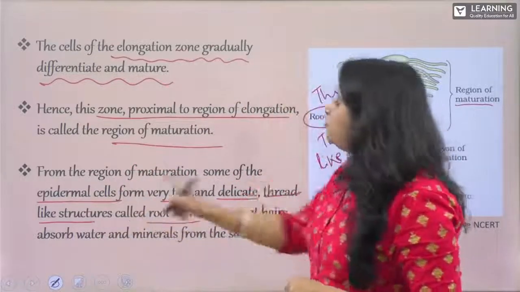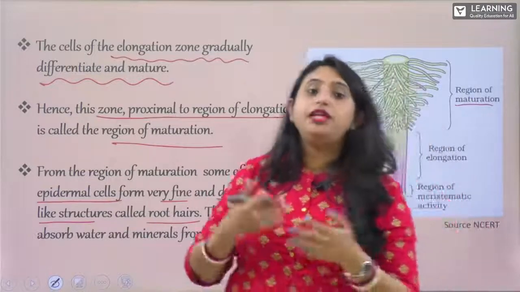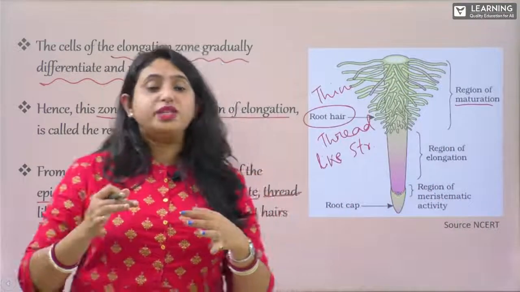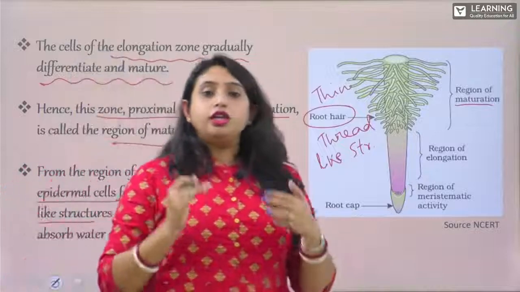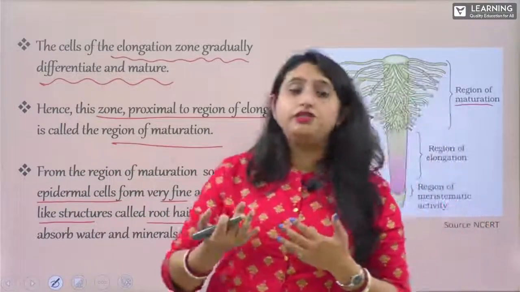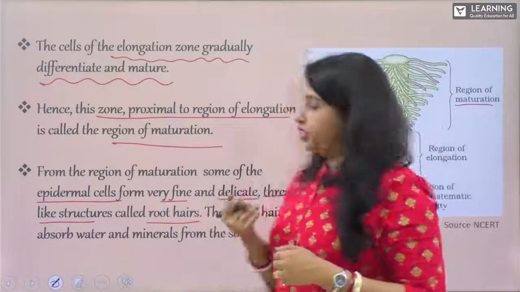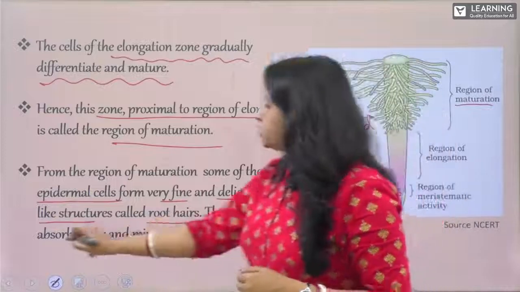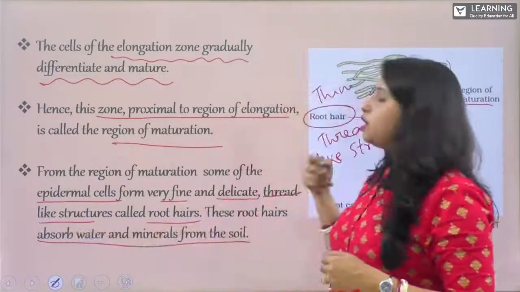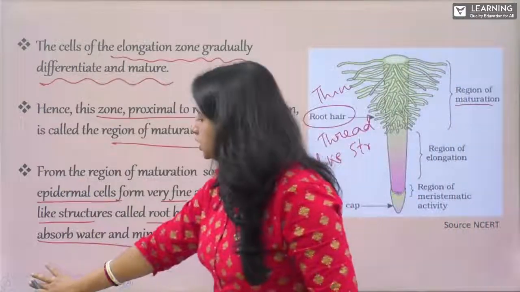So, some of the epidermal cells. Now what do you mean by epidermal cells? Epidermis means the outer covering of the plant body. That is, it can be root, it can be leaves, it can be stem. So that is the outer portion, the outer covering. These root hairs, their function is the absorption of water and minerals from the soil.